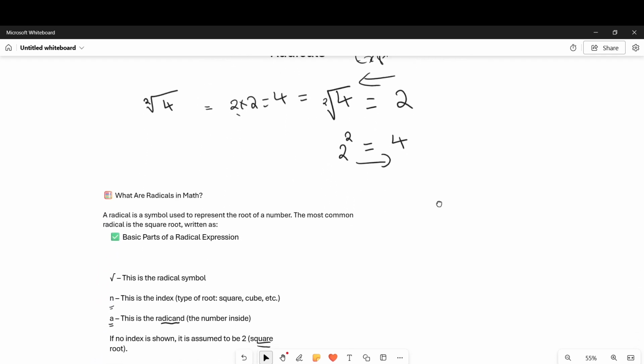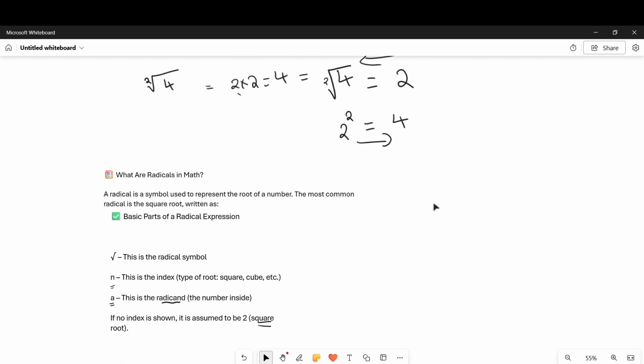Let's see the parts of a radical expression. What is a radical expression? Let's go for the definition. A radical is a symbol used to represent the root of a number. If you want to find the root value of a number, we use the radical symbol. The most common radical is the square root. Most commonly we are using square root. Very rarely we are taking a cube root or fourth root or fifth root.